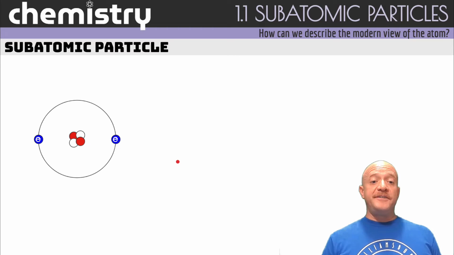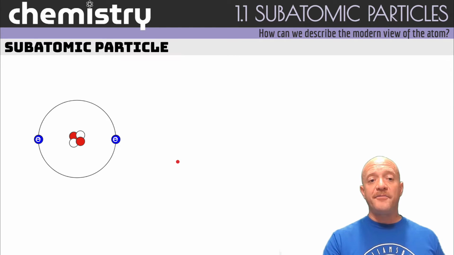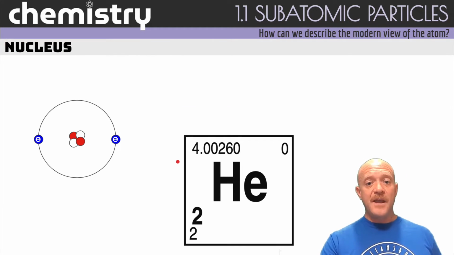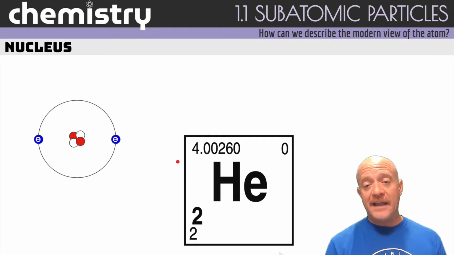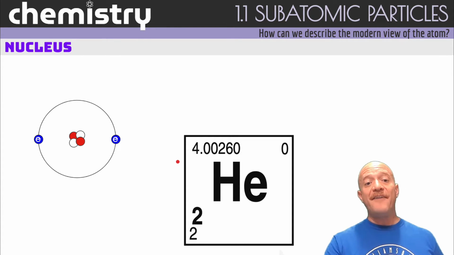Now, Ernest Rutherford determined that we have subatomic particles. There are 3 subatomic particles: protons, neutrons, and electrons. As you look at your periodic table, which is found in the reference table, you will see information that is valuable to us. So for starters, we have a nucleus.